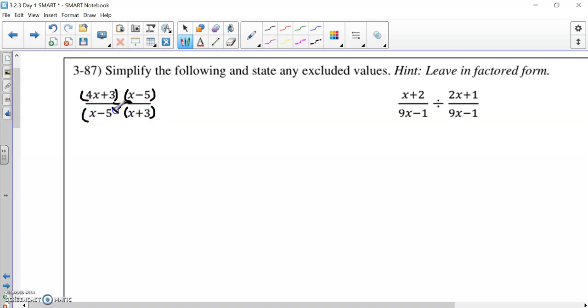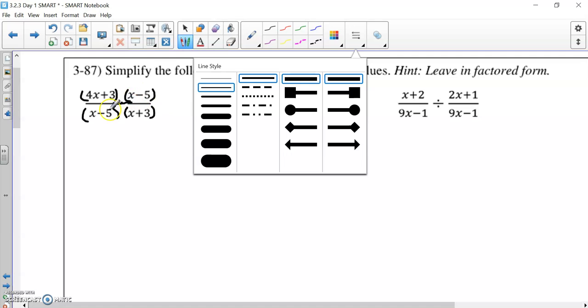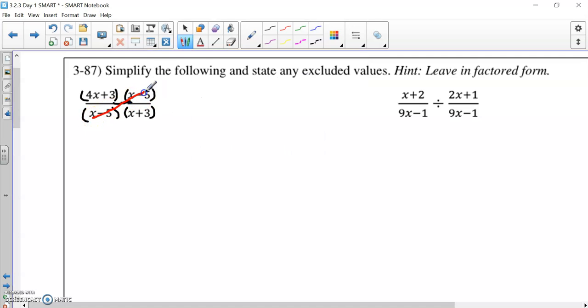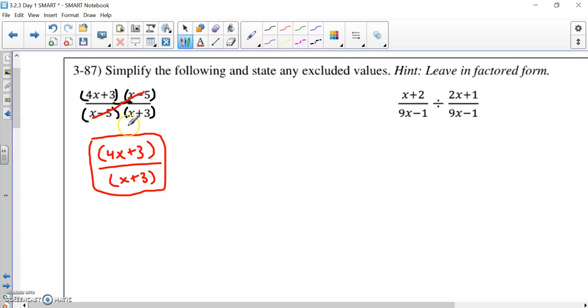Remember that these all have their own imaginary parentheses. So we see that there is an x minus 5 on the top and the bottom, so we can cancel that. And we end up with 4x plus 3 over x plus 3 left over. Okay, and remember, you can only squish them together like this when it's multiplication.